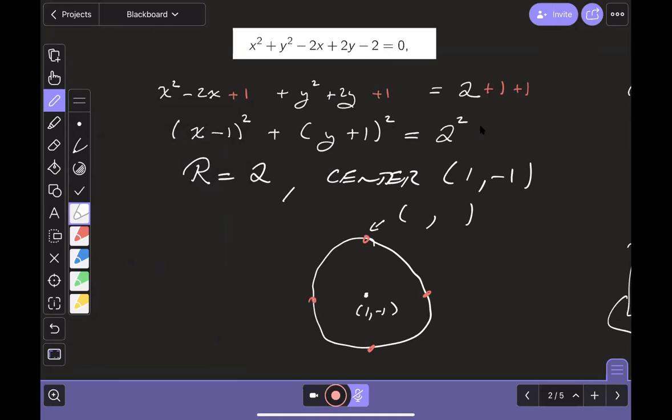Then the question is, what's this point over here? Well, what we're going to suggest to you is move up 2 units. If you moved up 2 units from that center, what would you be at? 1. X didn't change, right? What do you get for y? 1. So if you're at minus 1, you move up 2, you'd be at 1.